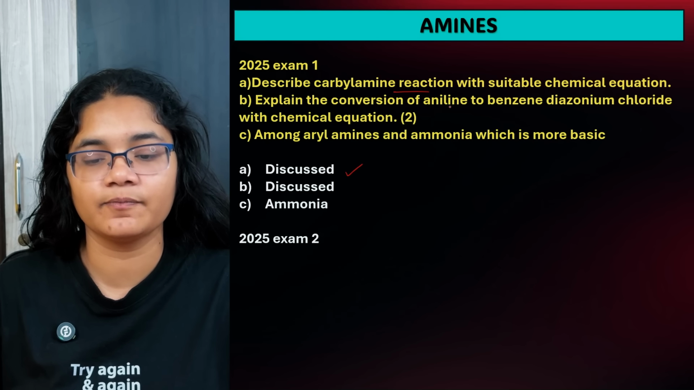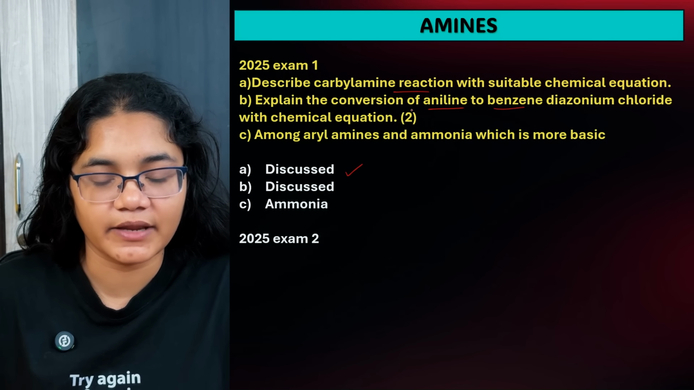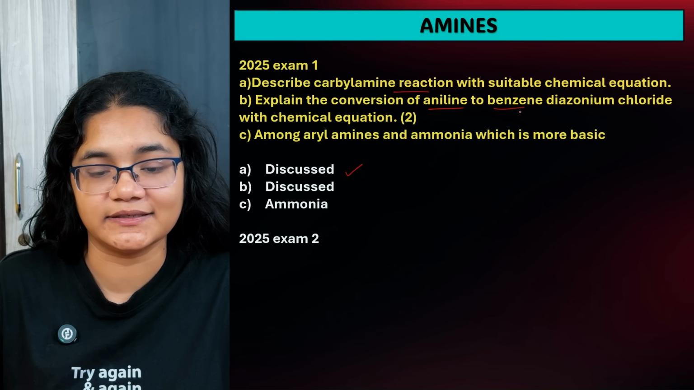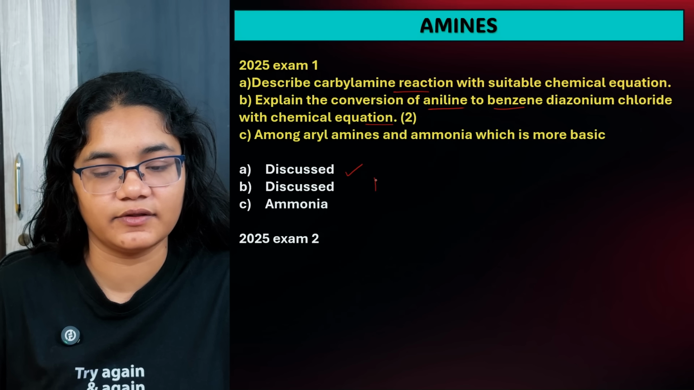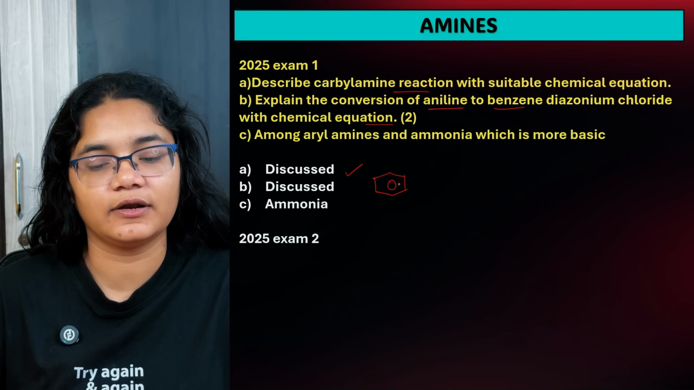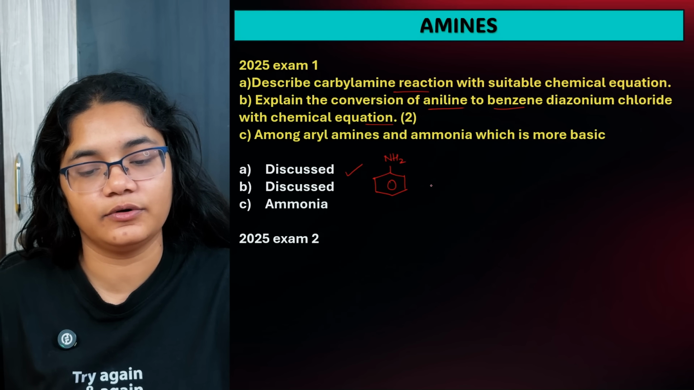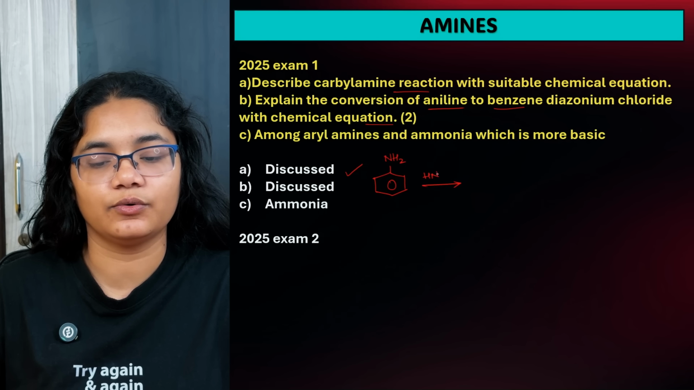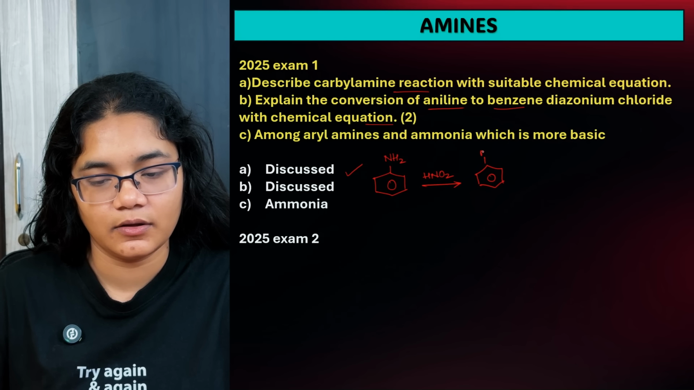Already we have discussed conversion of aniline to benzene diazonium chloride. Explain the conversion of aniline to benzene diazonium chloride with equation. So I'll just write down this equation once again. So if you take aniline, okay, and you treat it with what? HNO2, then you will get benzene diazonium chloride.